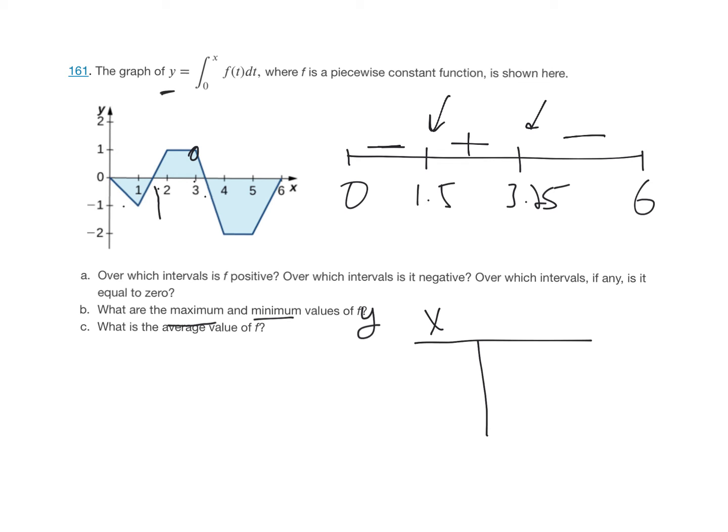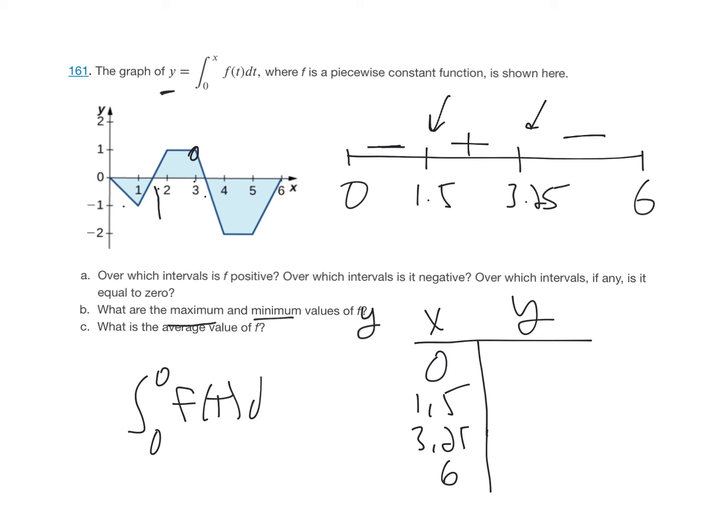actually, we want to find y, don't we? So we tested our endpoints and our critical values. So thinking about this first part, the integral from 0 to 0 of f of t dt, well, remember when those bounds are the same, there's no area, so that's 0. Then we're going to find the integral from 0 to 1.5 of f of t dt.